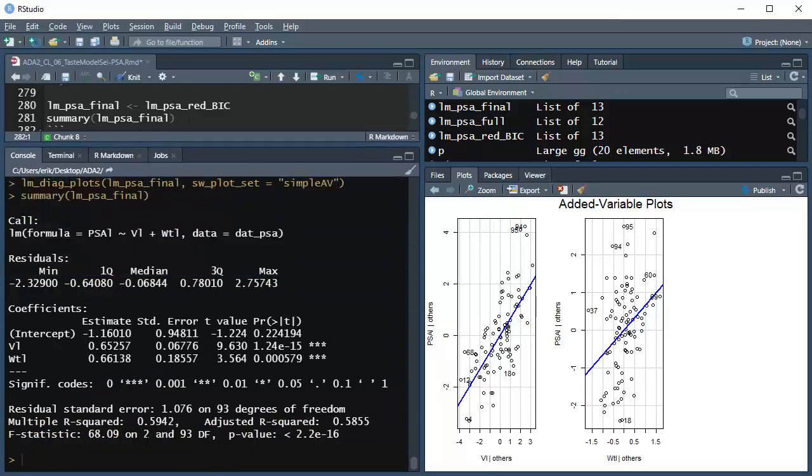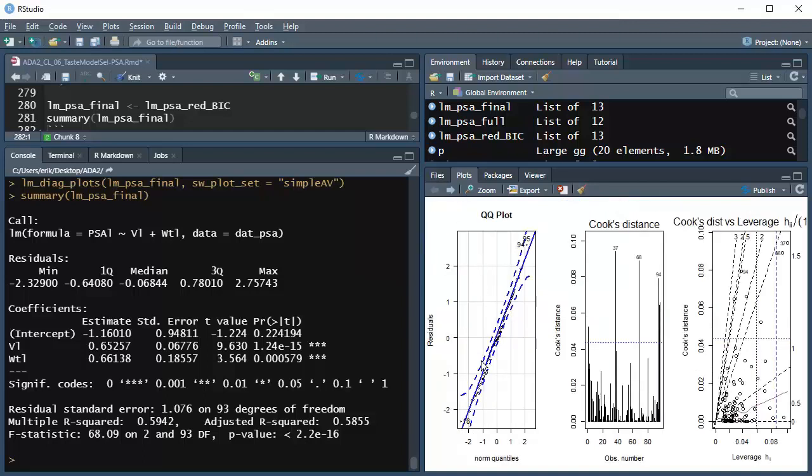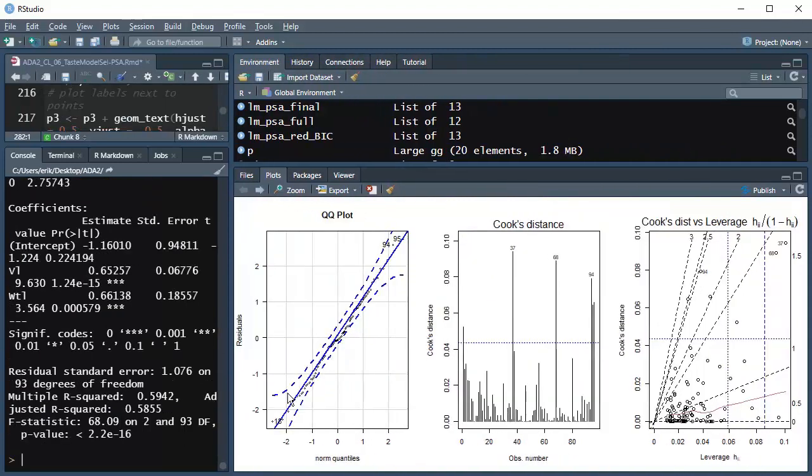After removing age, we're still explaining over 59% of the variability, which is really great. These two variables are highly significant in the model. And if we take a look at the residual plots, the QQ plot tells us that our residuals are nice and normal.